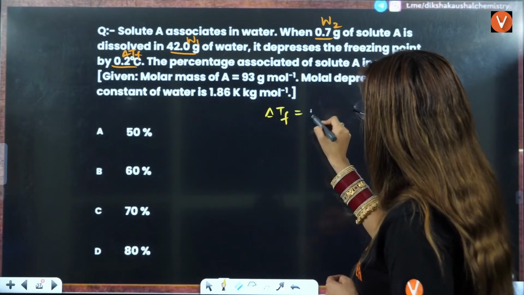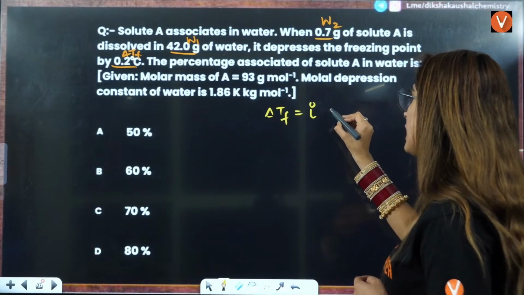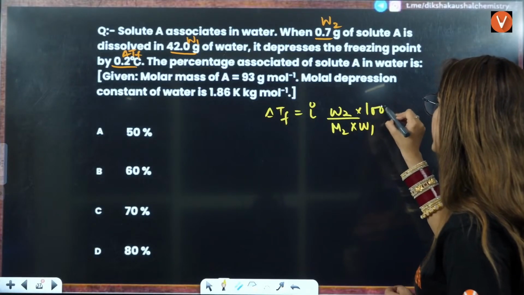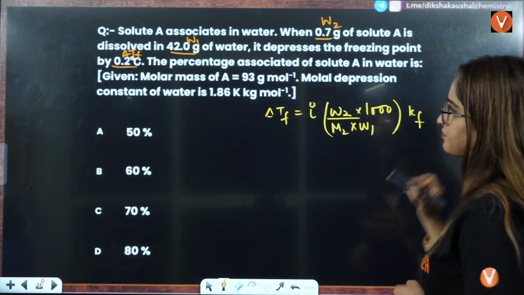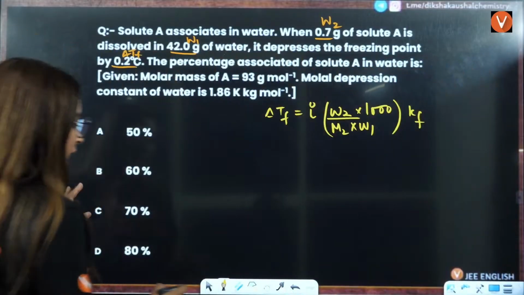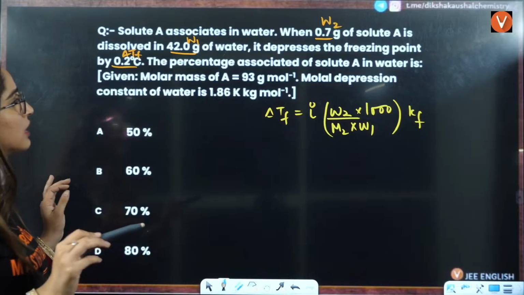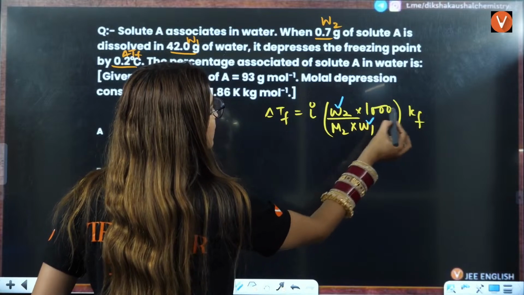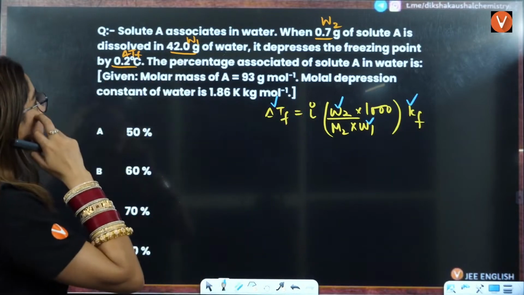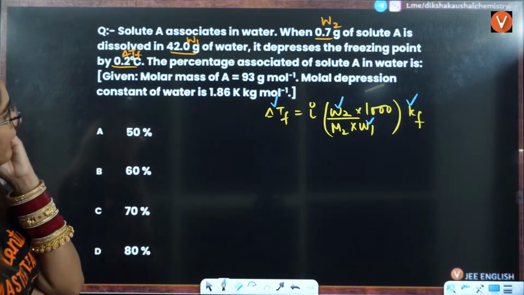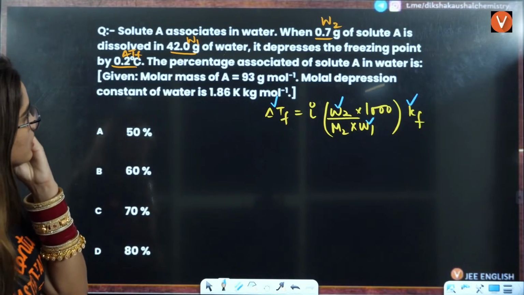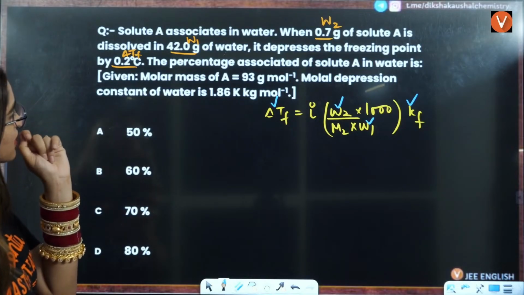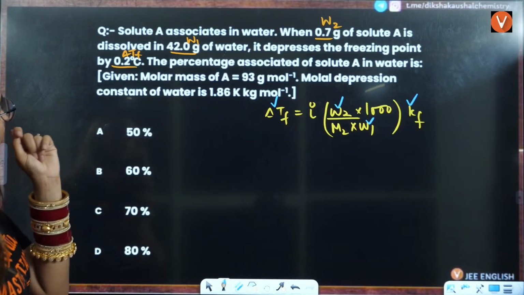Delta TF is equal to I multiplied by molality. Molality is number of moles, that is W2 by M2, multiplied by W1 multiplied by 1000 here, and this is Kf. Right? If you see this here, everything is given to you. W2 is given, W1 is given, Kf is given, delta Tf is given, right? And what is the value of M2 here? Let me see.